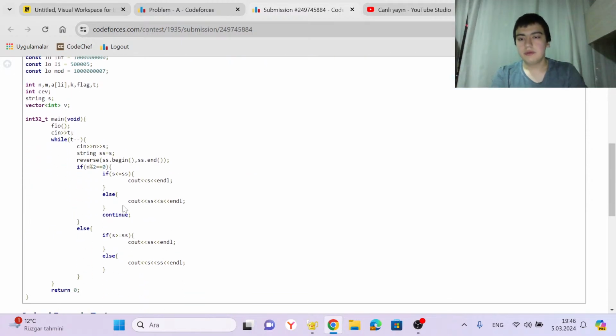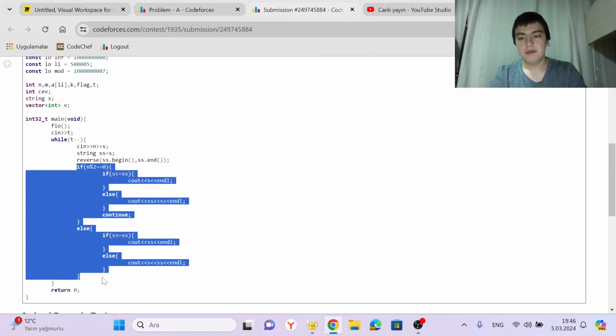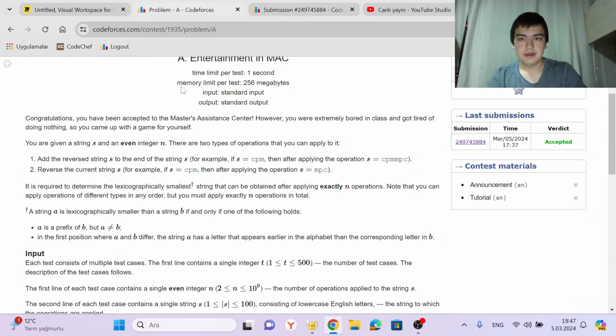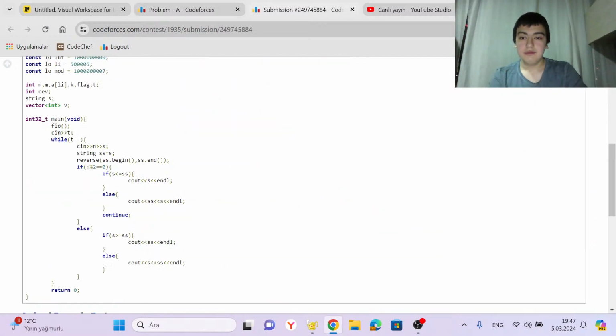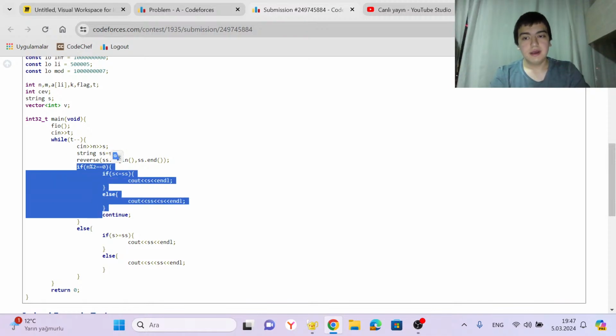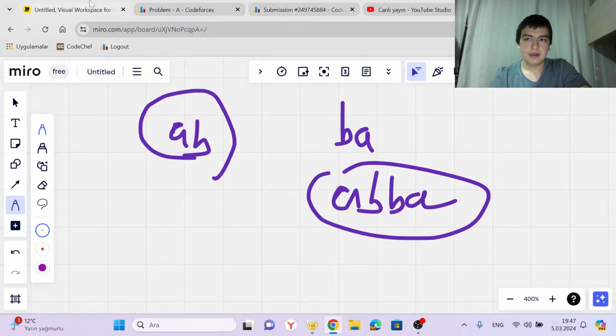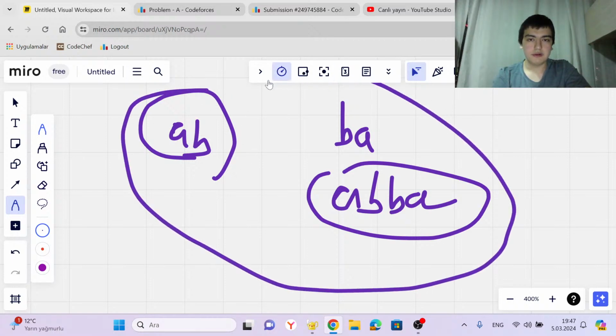Let me open the code. I have made two cases in my code, but the else is useless in my code because it says n is even. Okay, let's only look at this place. I said ss equals s, and I reverse the string ss. Then if s is smaller than ss, I output s. Otherwise, I output ss and then s. This is our algorithm, what we watched.